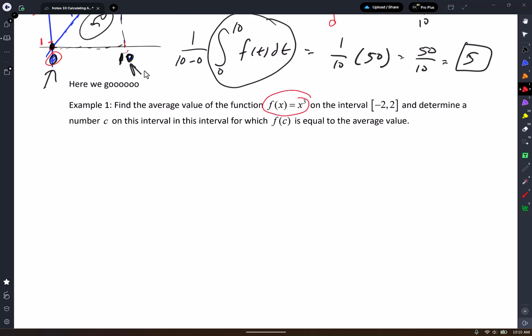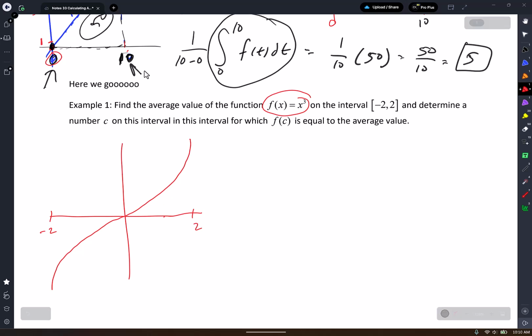You see this x cubed? It looks like this, guys. I'm going to go slow. Here's -2. Here's 2. What does your intuition tell you about the average value between -2 and 2? 0. Yes. How did you know it was 0? Because this area here below the x-axis cancels this area here above the x-axis, so the average y value between -2 and 2 must be 0. Do you guys see that?